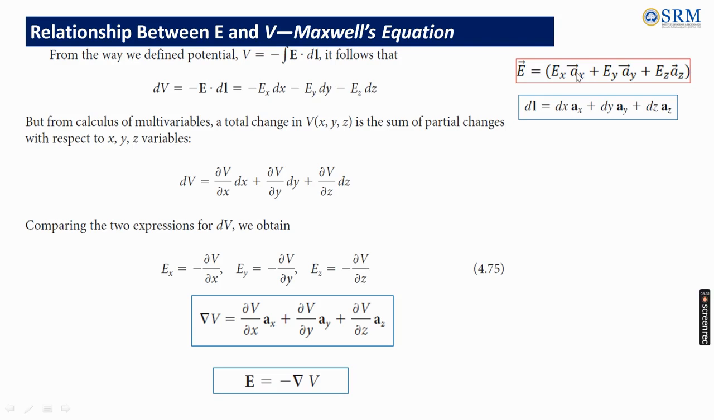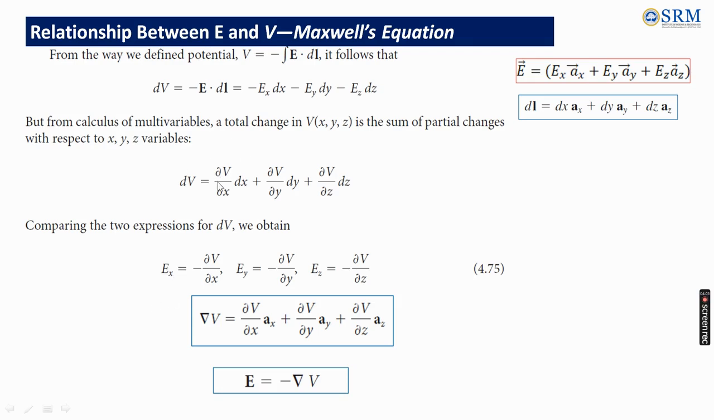Why? Because the dot product of the same unit vectors turns out to be 1. Only those terms will be retained. Other terms will get cancelled because the dot product of different unit vectors is 0, right? So from the calculus of multivariables, the total change dV is going to be the sum of the partial changes with respect to x, y, and z. So I can write dV in terms of dou V by dou x into dx plus dou V by dou y into dy plus dou V by dou z into dz.